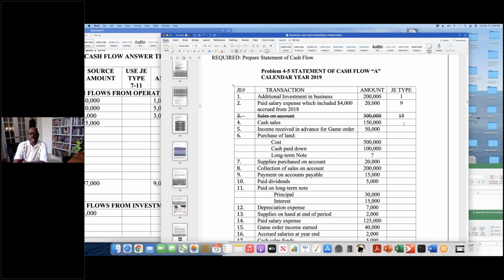So, as I was writing the problems, I just said, well, hey, let me try this format. All right, cash sales. Type what? Type 2. Thank you. Income received in advance. Type 4.